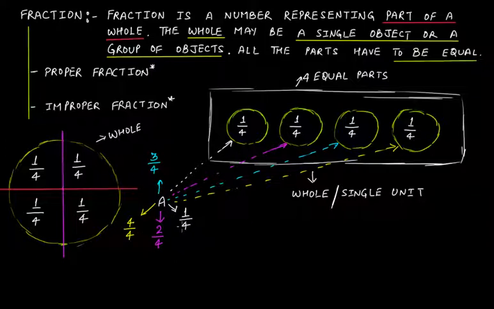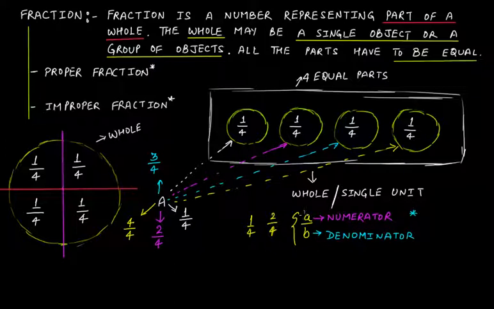In fractions, whatever you are seeing here, one important thing: whenever you see something like this, 1 by 4, 2 by 4, or let's say A by B, remember one thing. This A will be the numerator, and this B will be the denominator. This is a very important point.